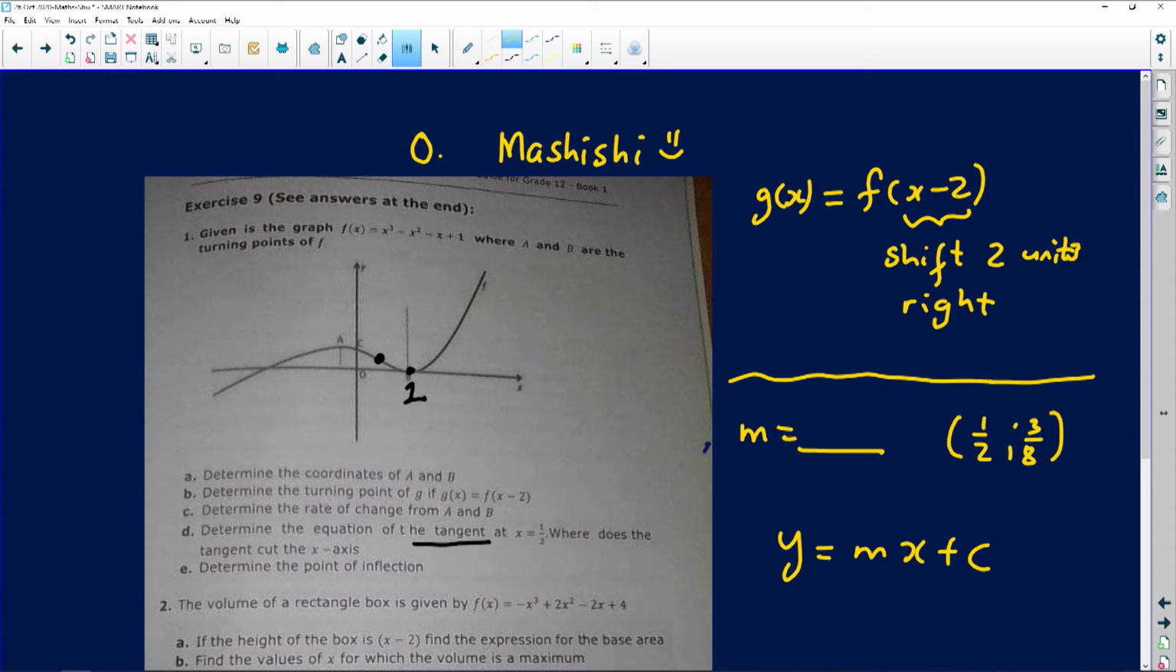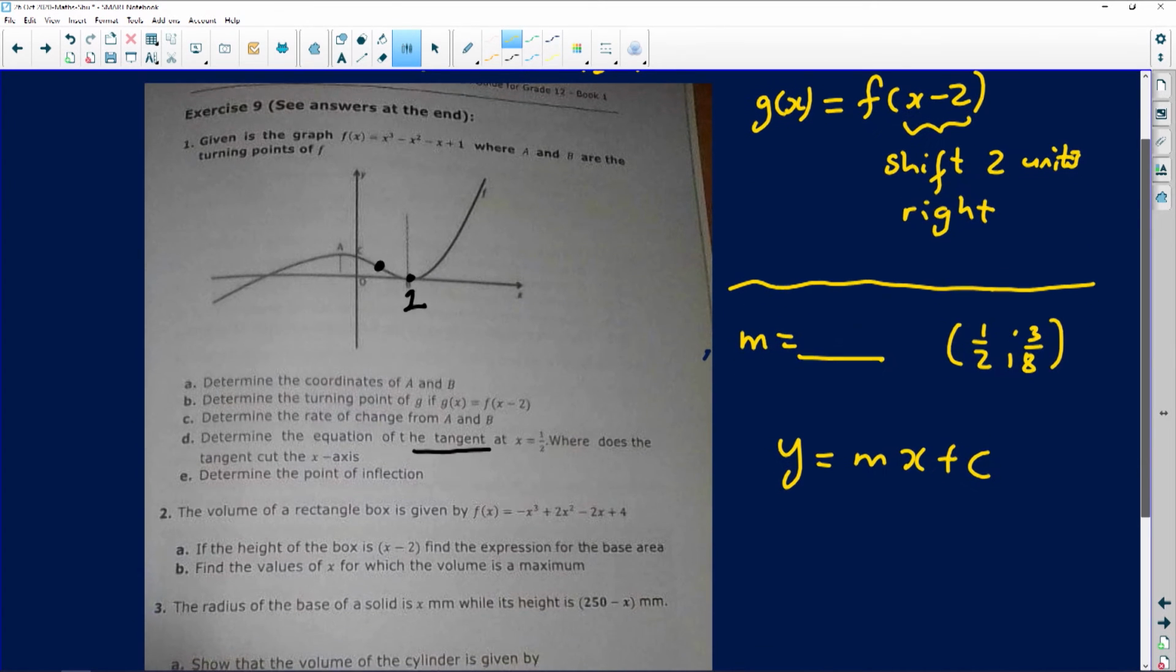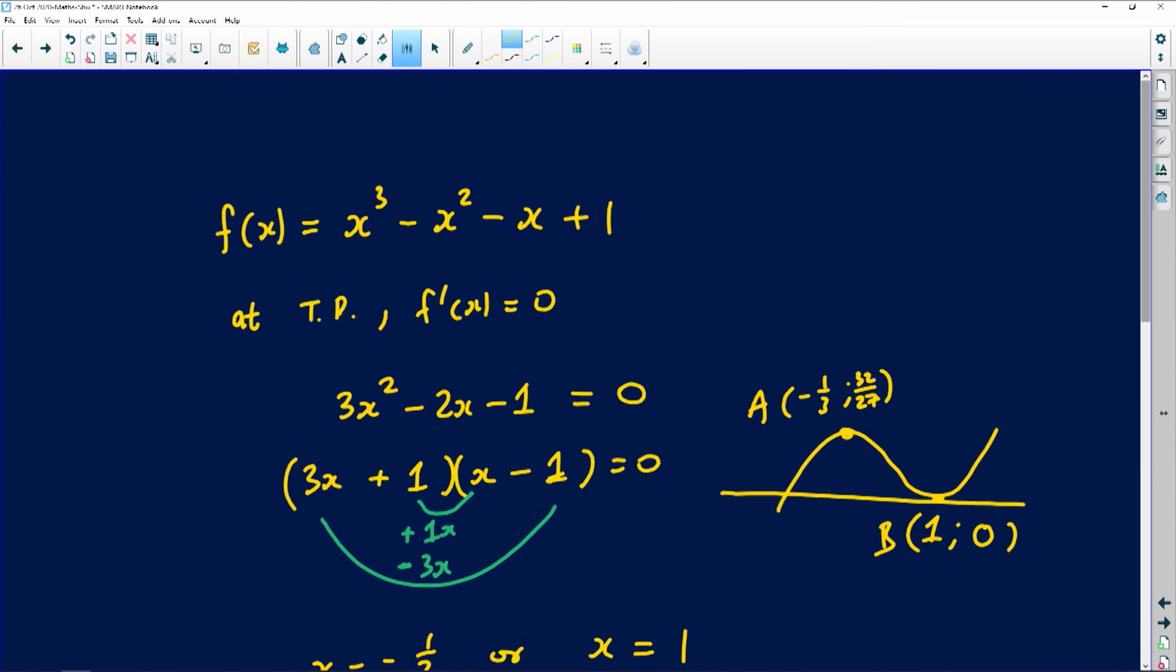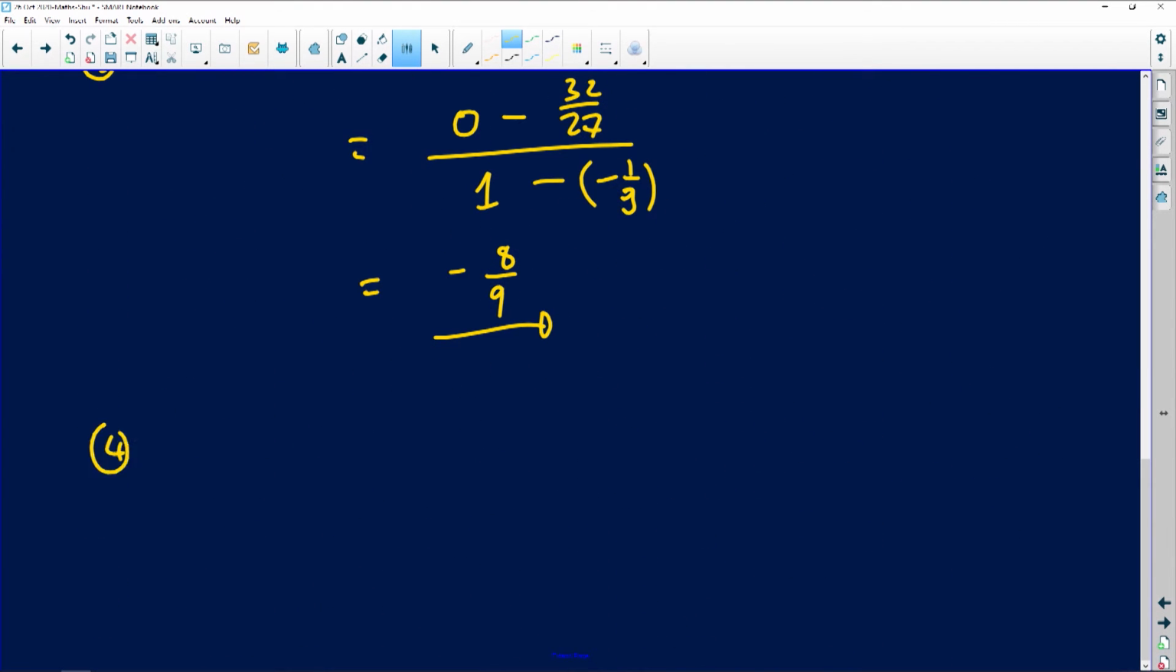The gradient. Now in grade 11, we were dealing with what we call average gradient. We now want the gradient at one point. How do you find the gradient at one point? It is always equal to the derivative at that x value of interest. So I'm going to go to the next page so that we can have space to compute this. That's going to be the D question.